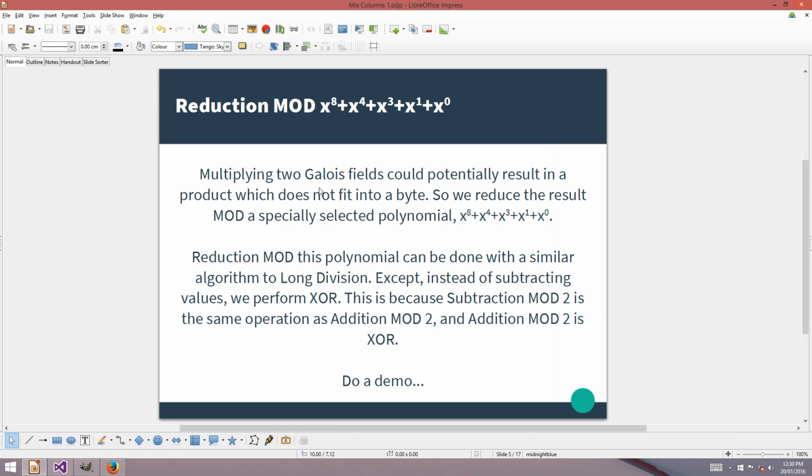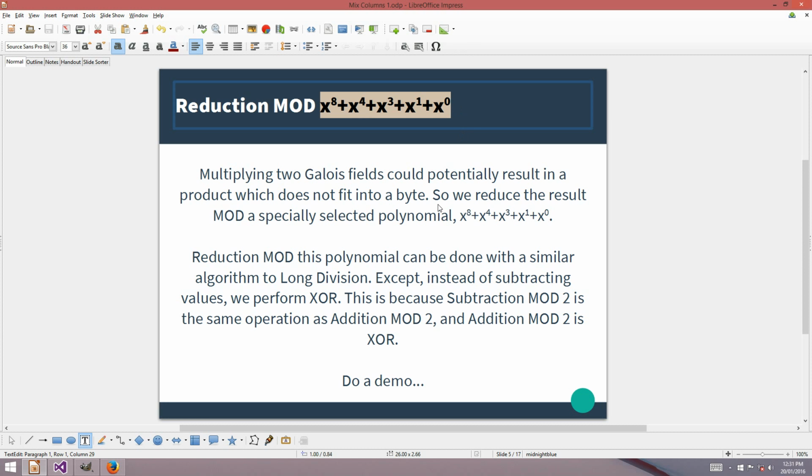All right, but what we've got to do is have a look at what reduction mod this value actually means. It's similar to long division that you might have learnt in school. I don't know how many people do long division outside of school. Short division is often better, but the algorithm that I'm about to use is similar to long division.